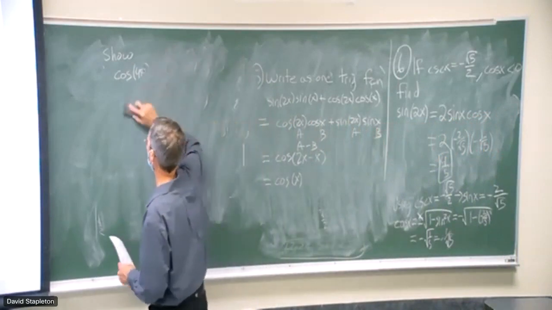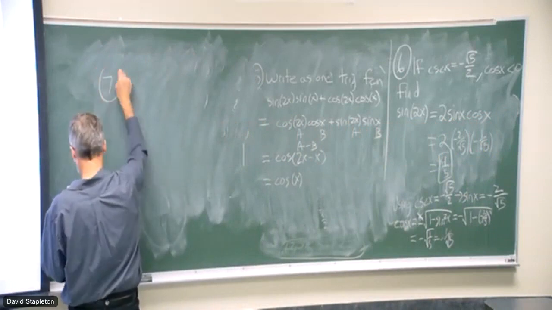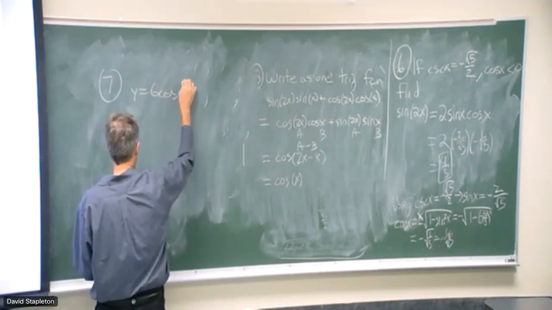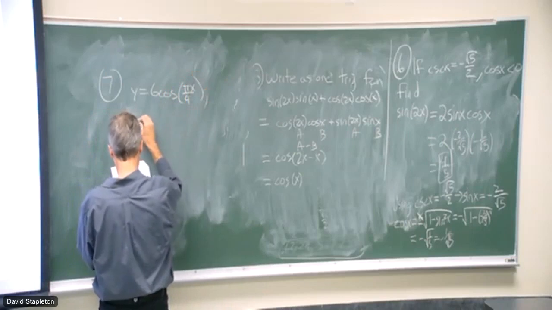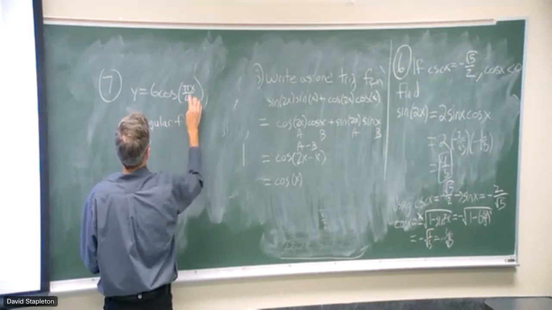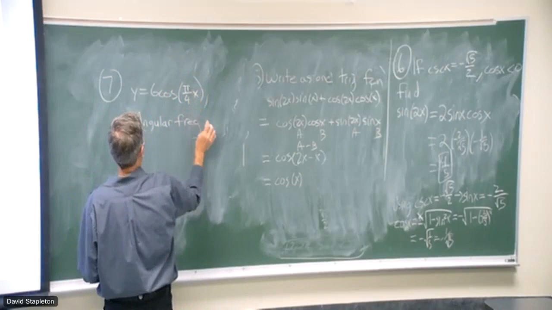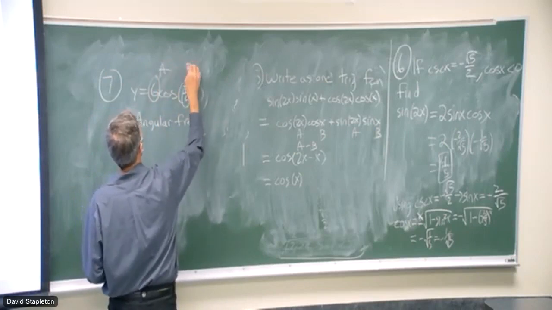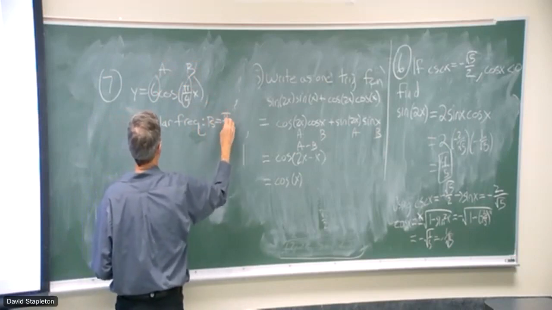Number 6 was a short one. Or 7, excuse me. 7 was a short one. If you have y equals 6 cosine pi x over 4, you're asked to find the angular frequency. Well, this is A and this is B. So the angular frequency is just B. So we read it as pi over 4.